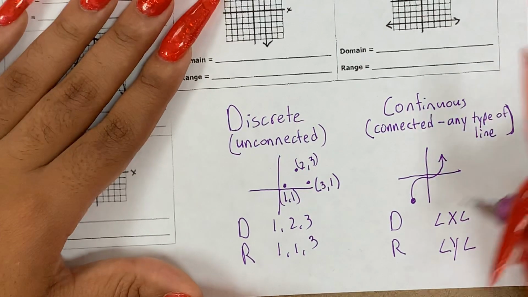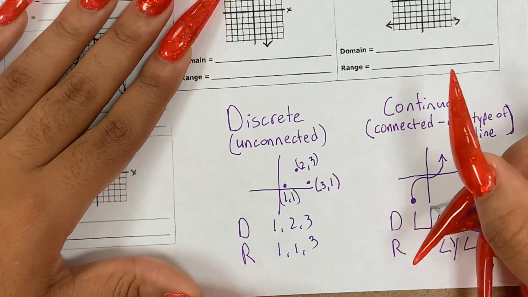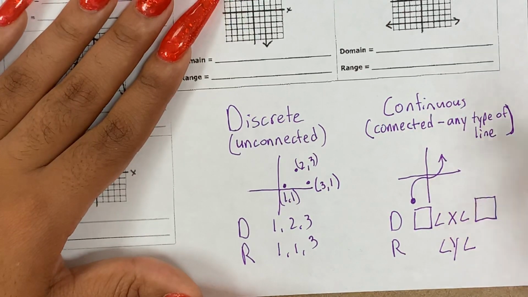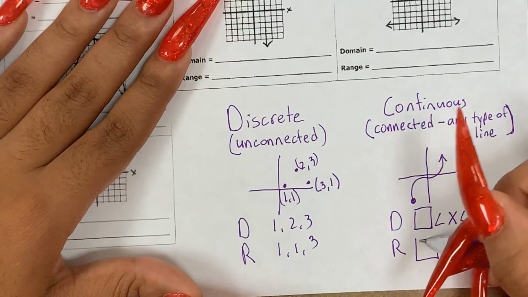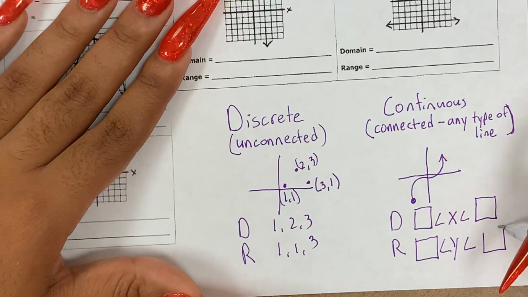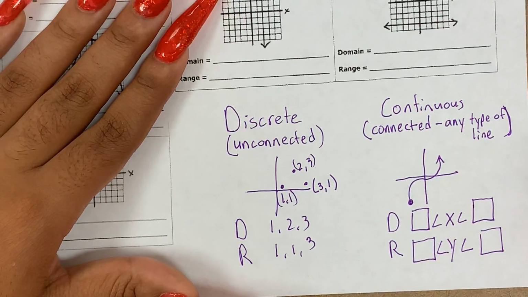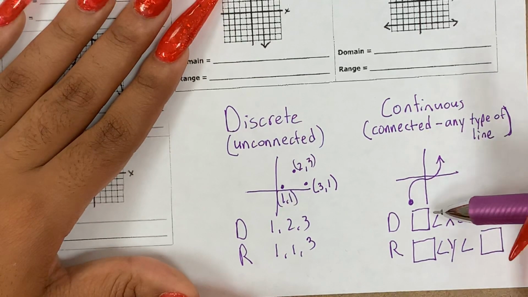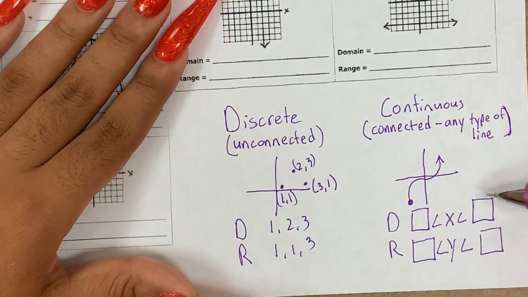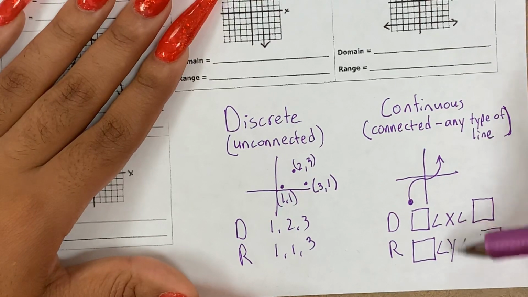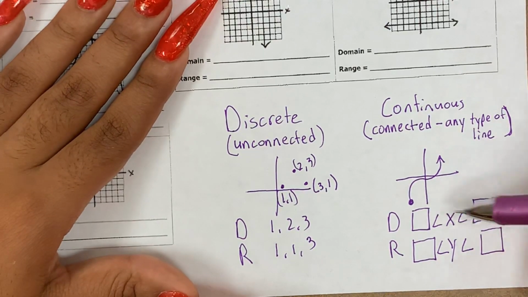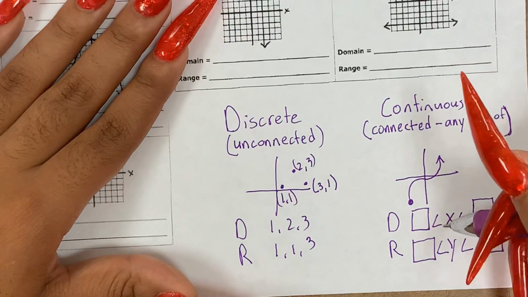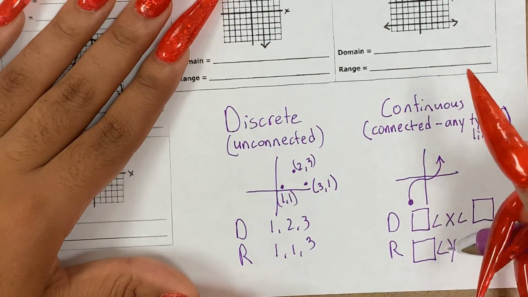So X is for Y. The smallest X value goes here. The largest X value goes here. The smallest Y value goes here. The largest Y value goes here. Okay, we always use less than because we're going from least to greatest, so it has to be less than. We never write them greatest to least. So the less than part never changes, but sometimes it is less than or equal to.